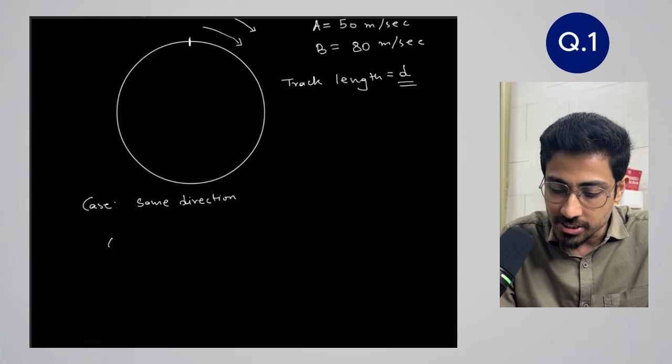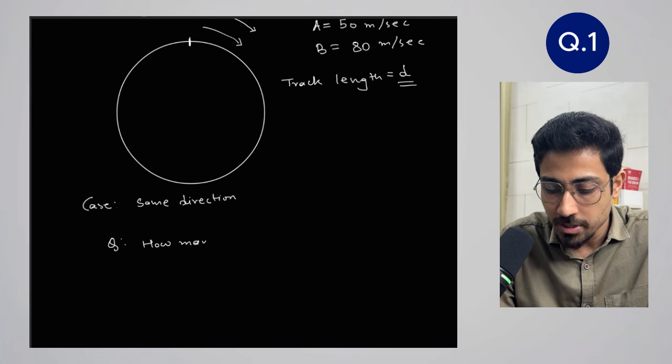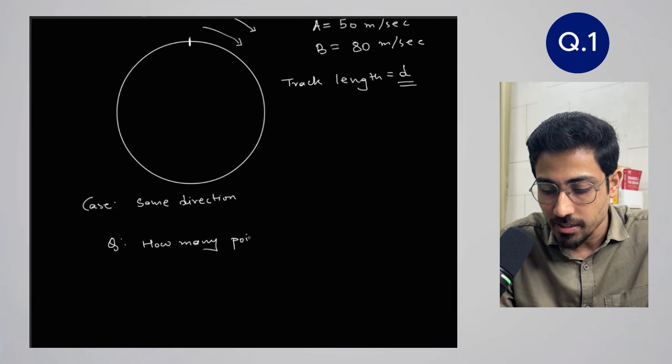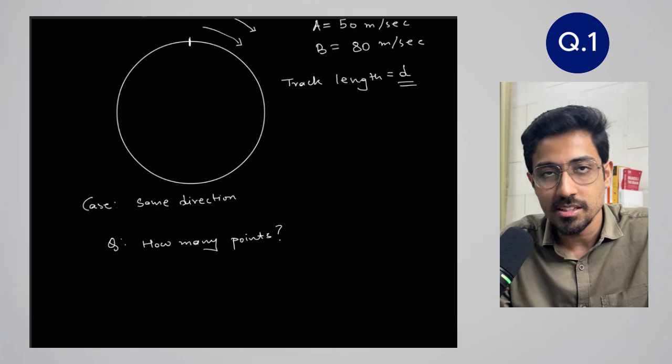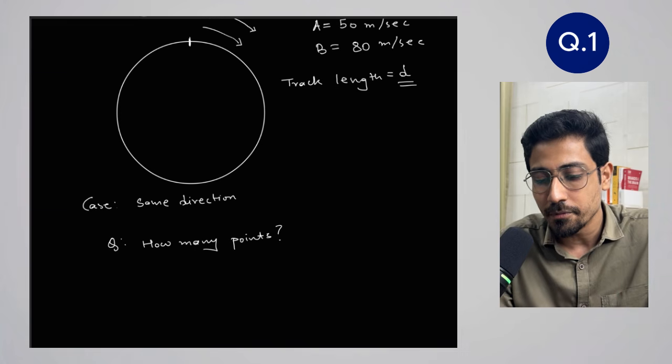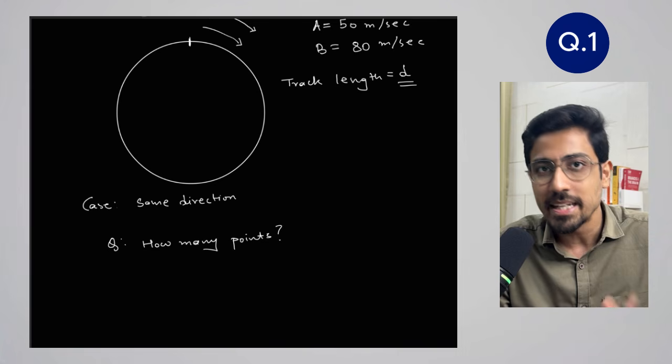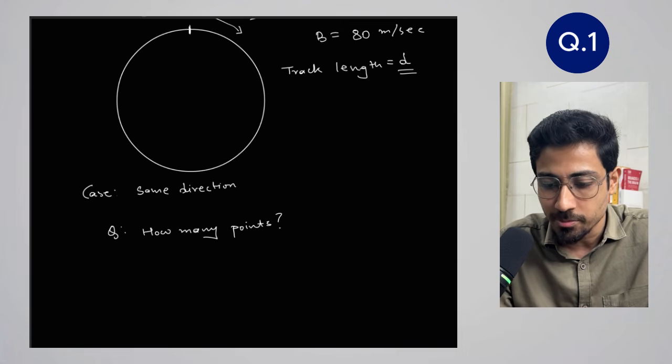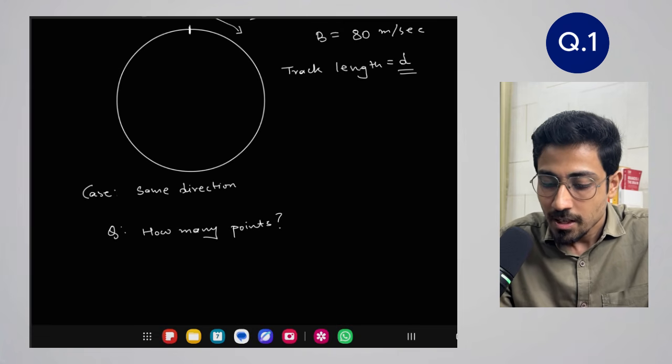Now suppose the first question I ask you is, in how many points in the circle will they meet? If you go the traditional method, it will be very difficult for you, but understand the method that I'm going to teach you now. It will help you solve many things. Almost all the problems in circular motion you will be solving using this method.